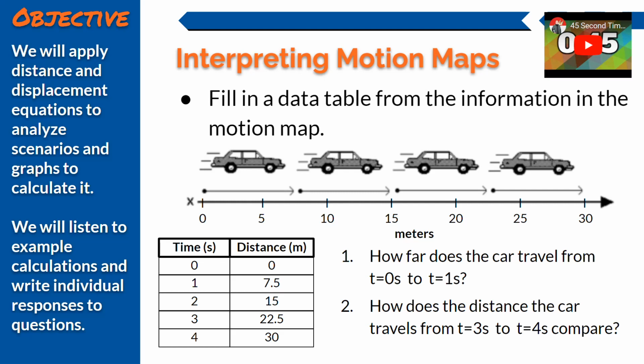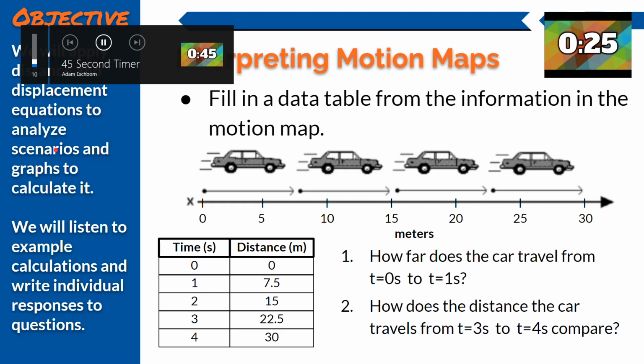So now we have 2 different things we can look at to help us answer these questions. I have 2 questions for you. Number 1 says, how far does the car travel from 0 to 1 second? And number 2 says, how does the distance the car travels from 3 seconds to 4 seconds compare? So comparing 0 to 1 to 3 to 4, how does the distance that you're traveling compare? I want you to discuss this with your neighbors. You have 32 seconds, and then I'm going to call on somebody to share. If I haven't called on you yet, you're definitely fair game because I've been highlighting.